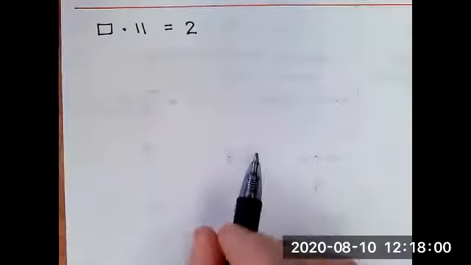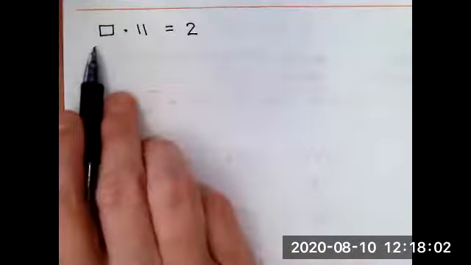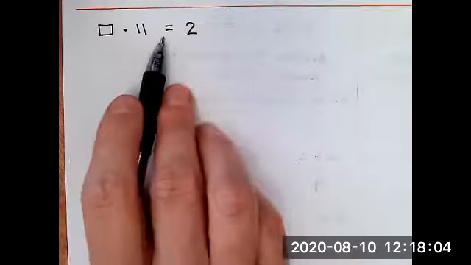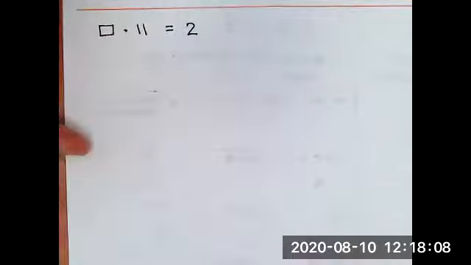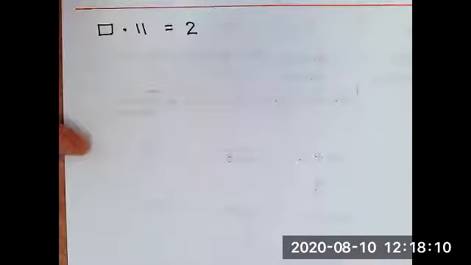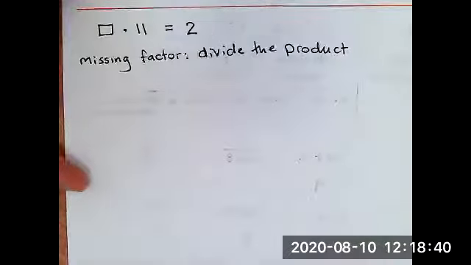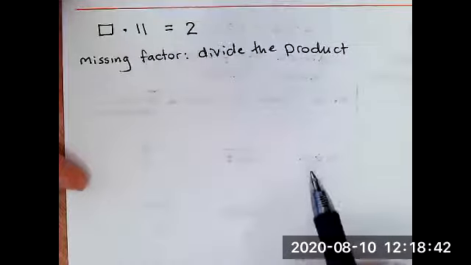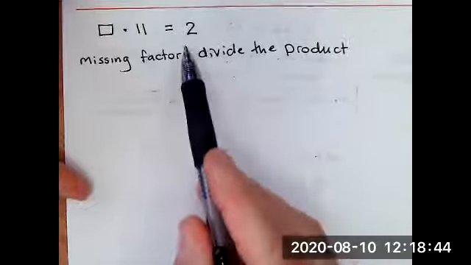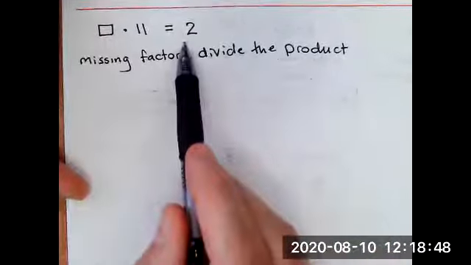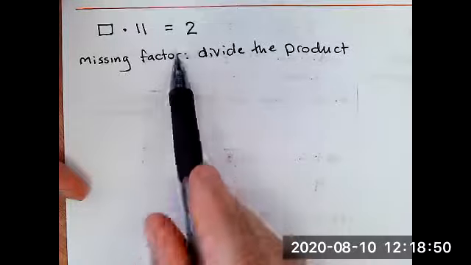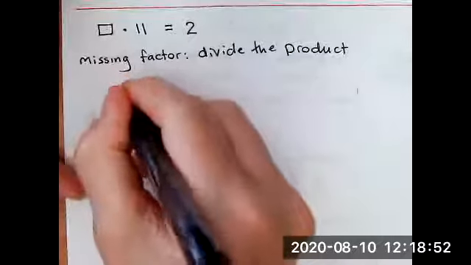All right, let's look at another example. What times 11 is 2? Well, this is a missing factor. So do we multiply or divide? Missing factor, divide the product. The product is 2. Let's write it the 3 ways.